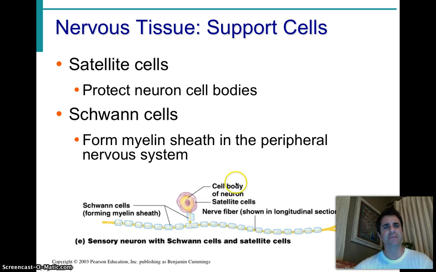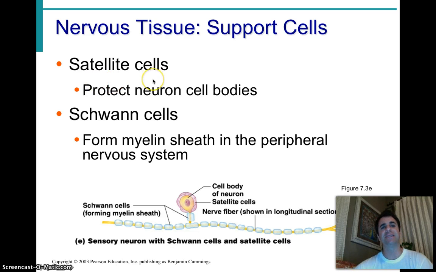And then Schwann cells, to jump here. Schwann cells also produce myelin, but they produce it in the peripheral nervous system. And here you can see myelin. They look like the marshmallows on a string that go along. That makes me really hungry, even though I'm not hungry.